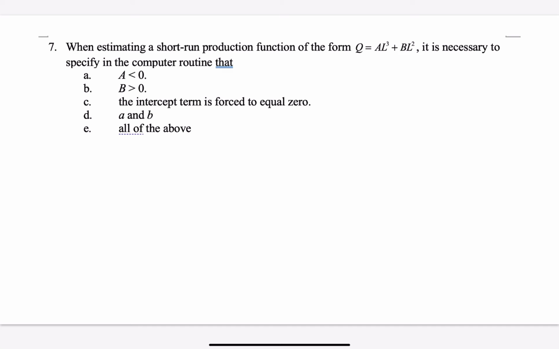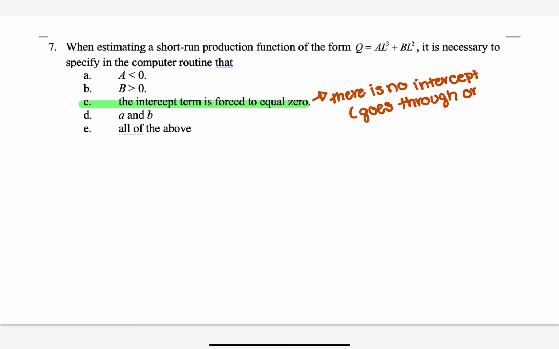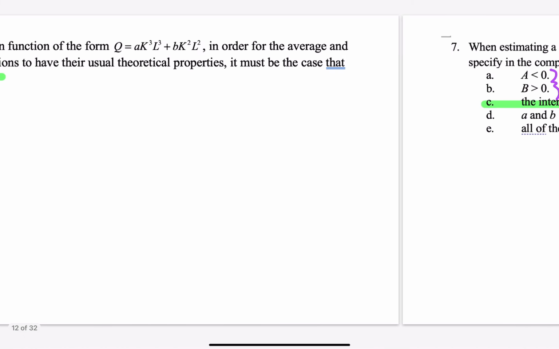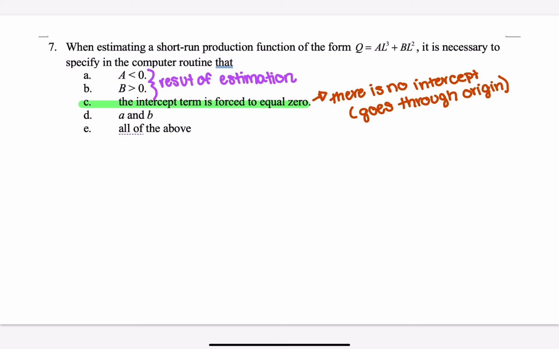When estimating a short-run production function of the form Q equals AL to the third plus BL to the second, it is necessary to specify in the computer routine that the intercept term is forced equal to 0. There is no intercept in this equation, so you have to tell the computer that you don't want there to be an intercept. You want it to go through the origin. A and B are going to be the result of your estimation. We don't have to tell the computer that. If it doesn't give us that, something went wrong. And those A's and B's are over here. It's the same thing, but it's the result of your estimation. You're not making it do that.